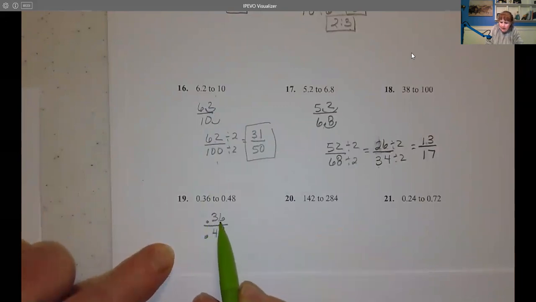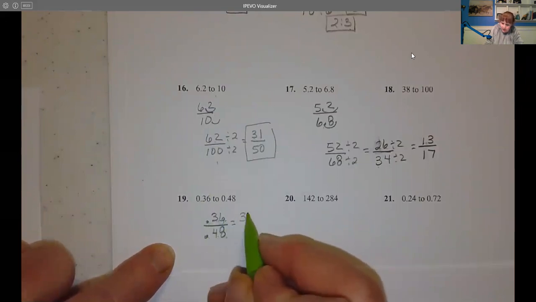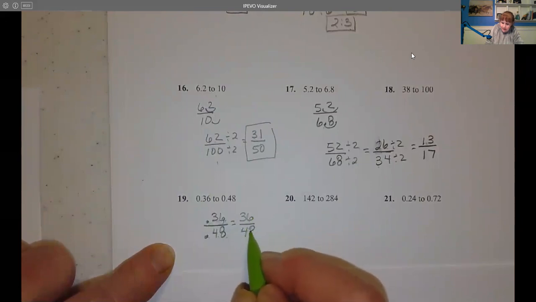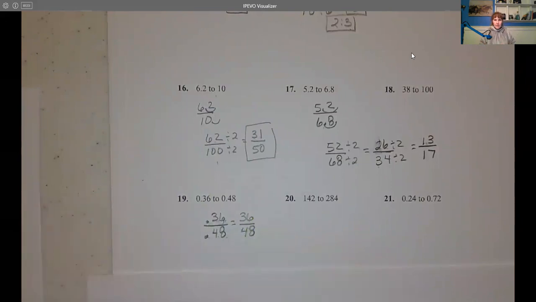Here I have to move the decimal twice. And I'll move this decimal twice. So you get 36 over 48. And then you can reduce it down. All right, by dividing them by 2 or 4. I divide them by 4. Yeah. No, well, sorry, you can divide by 6 too. Divide them both by 6. And 12. Divide them both by 12.